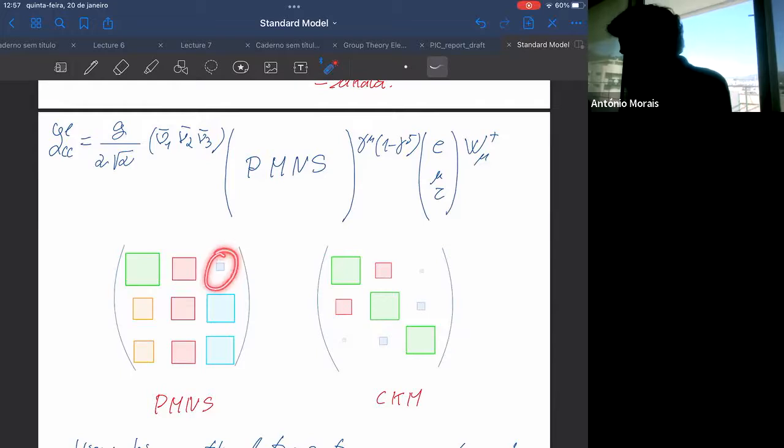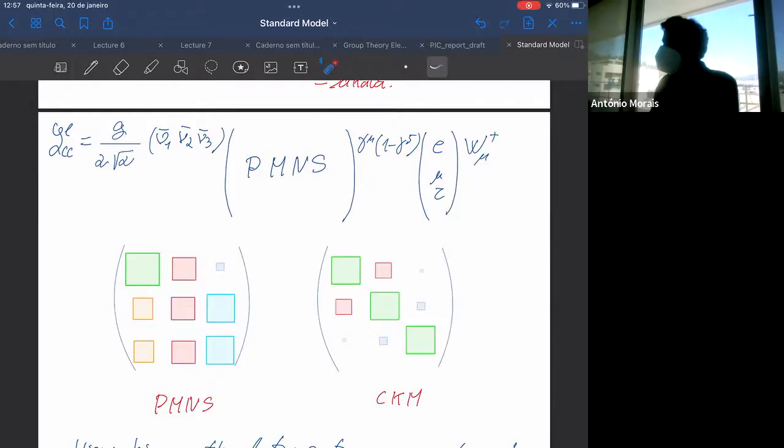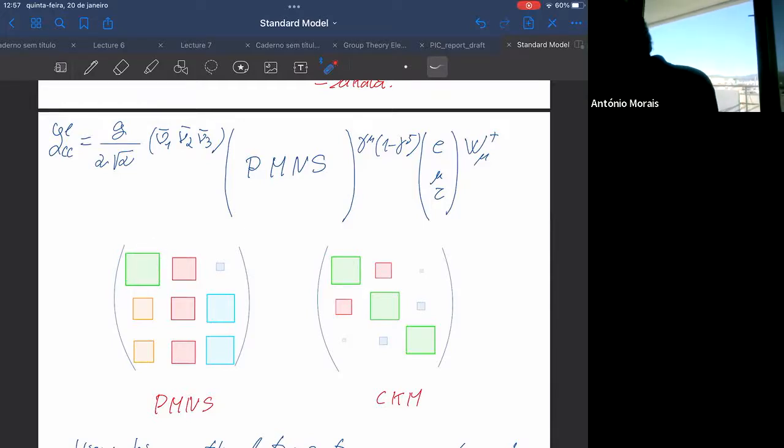This was the latest one being measured. I think that's Super-K, if I'm not wrong. It's not T2K, right? No. Yes, there is that. This is the biggest element, of course.